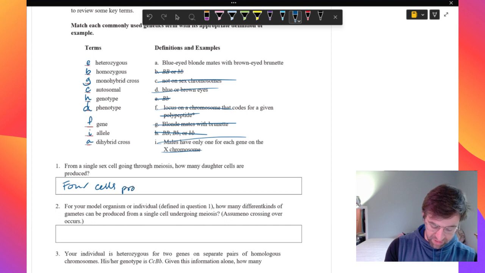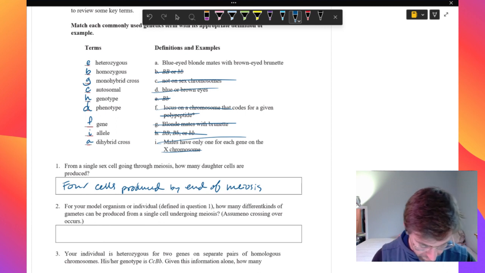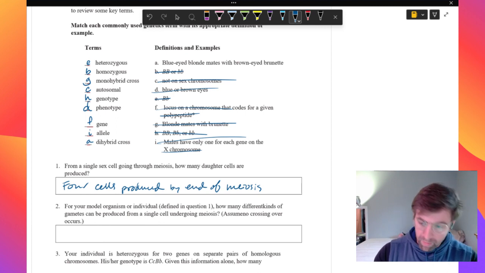4 cells produced by the end of meiosis. For your model organism or individual defined in question 1, how many different kinds of gametes can be produced from a single cell undergoing meiosis and assume no crossing over occurs?